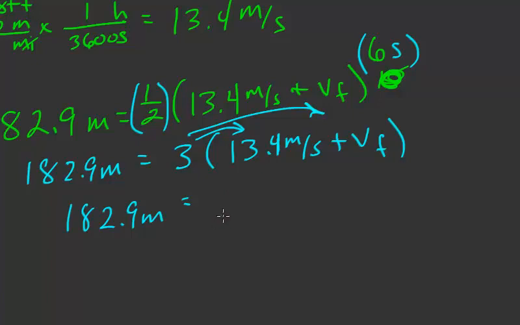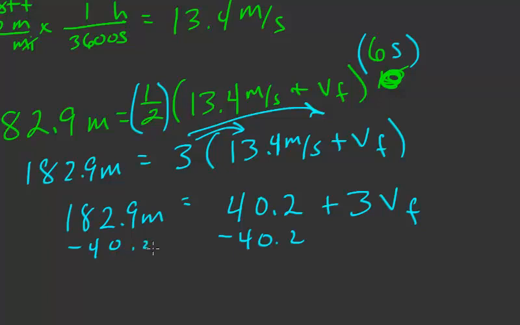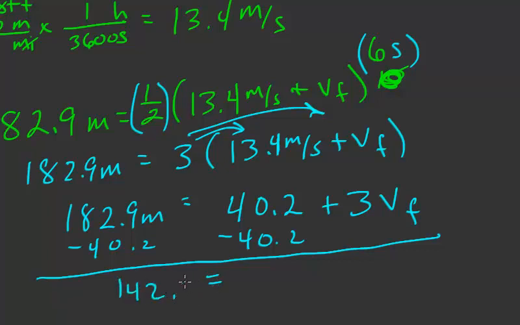13.4 times 3 would be 40.2. 40.2 plus, and then 3 times VF would be 3 VF. Okay, now we're going to subtract 40.2. Just working some algebra here. 182.9 minus 40.2 is 142.7 equals 3 VF, and we would divide by 3.